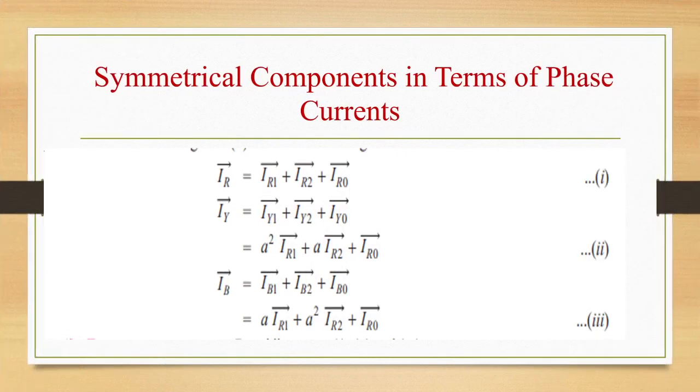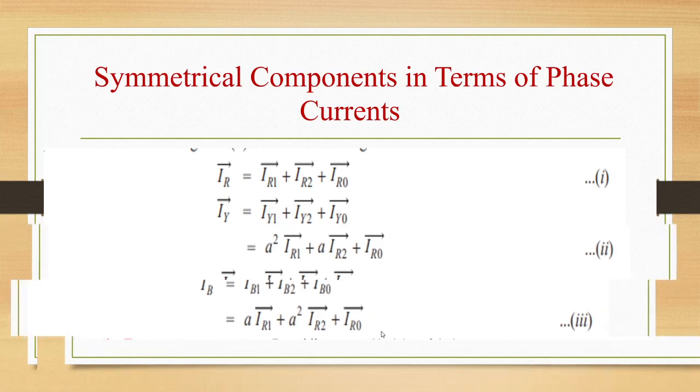So from the figures we can write the values of IR, IY and IB. IR is equal to IR1 plus IR2 plus IR0. IY is IY1 plus IY2 plus IY0, where IY1 is equal to A square IR1, IY2 is A IR2 and IY0 is IR0. So IY is becoming A square IR1 plus A IR2 plus IR0. IB is equal to IB1 plus IB2 plus IB0, where IB1 is A IR1, IB2 is A square IR2 and IB0 is IR0. So IB is equal to A IR1 plus A square IR2 plus IR0.